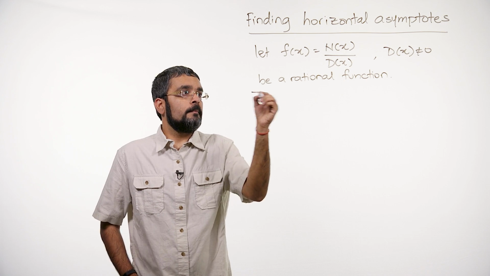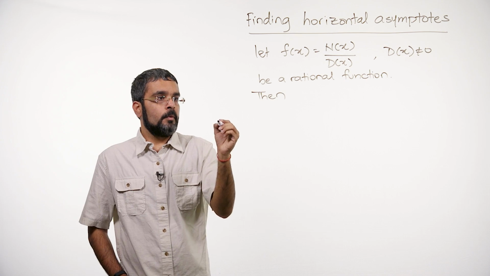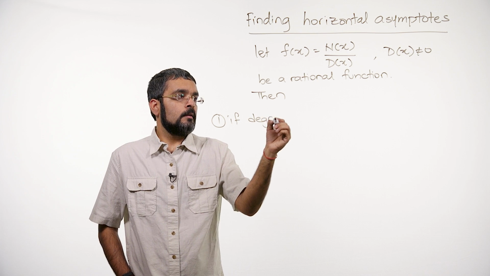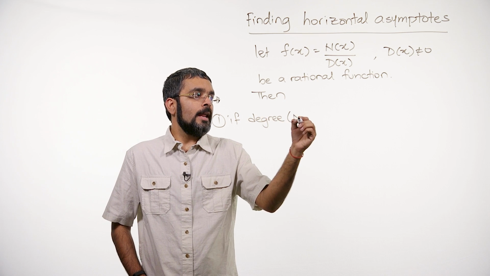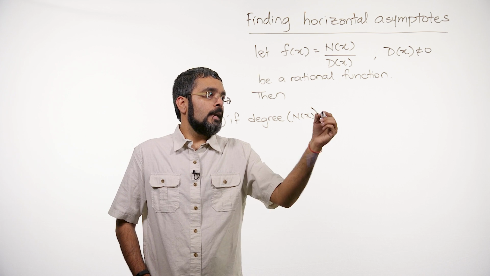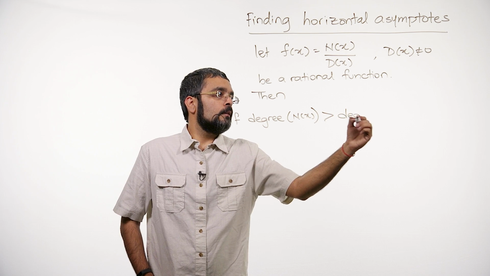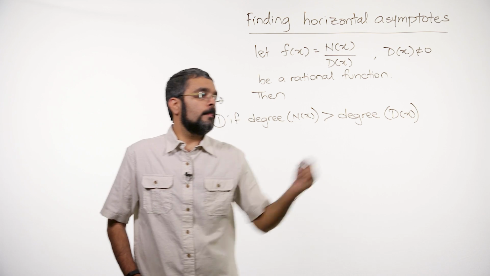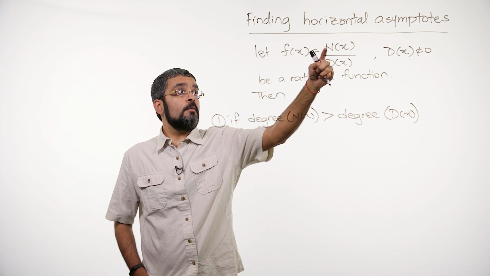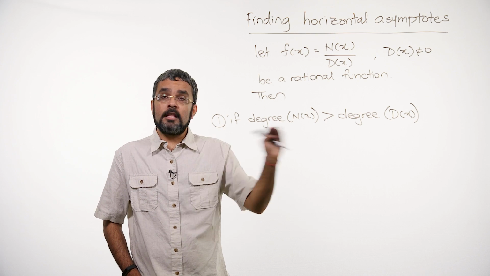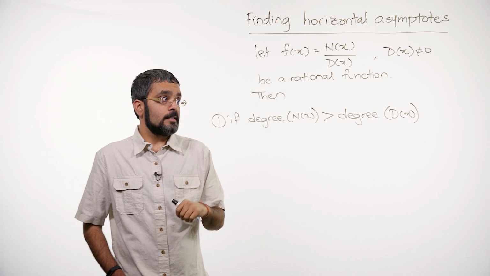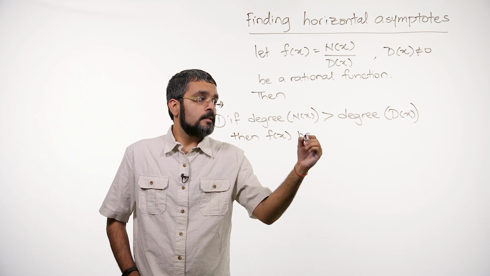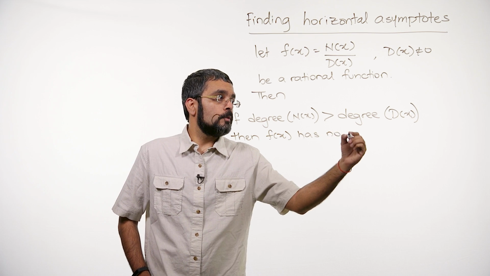Then, if the degree of the numerator, so our N(x), is greater than the degree of the denominator, that is D(x), if the numerator has a higher degree than the denominator, then this function will have no horizontal asymptotes. Then f(x) has no horizontal asymptotes.